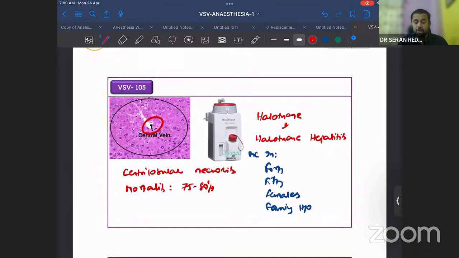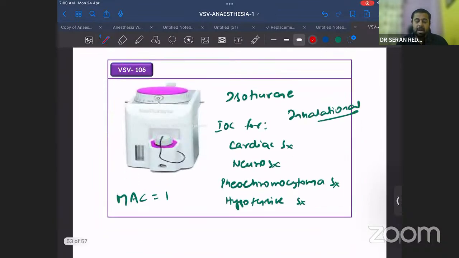Then, if you get this image, what is the inhalation agent which causes this centrilobular necrosis? It is halothane, which causes halothane hepatitis. It is most commonly seen in females in the 40 to 50 age group with a family history, and the mortality is up to 75 to 80%.